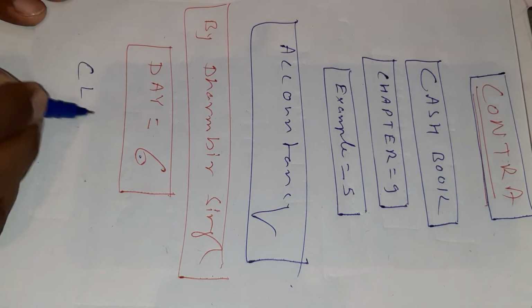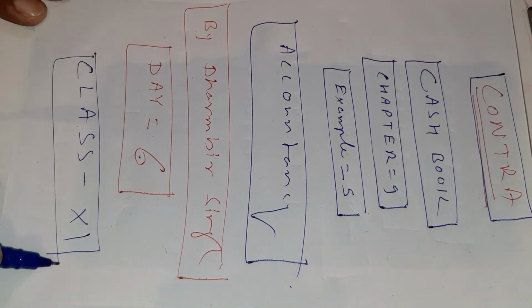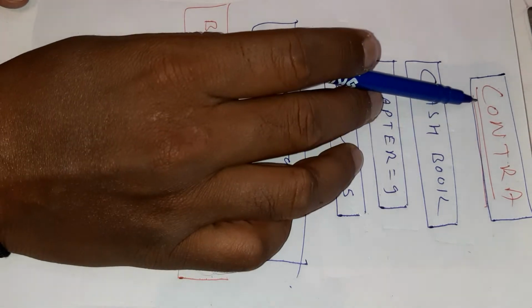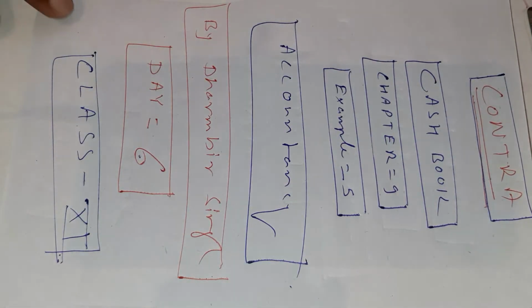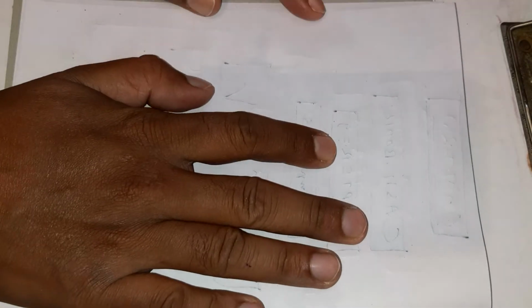Class 11, cash book. Try to understand the concept first. Which type of concept? Contra. In this video I will discuss contra. What is contra? In the previous video I already discussed a little about contra. What do you mean by contra? In this video I will discuss more things and more transactions regarding contra entry. Try to understand the concept first, then you will understand it properly without any problem.